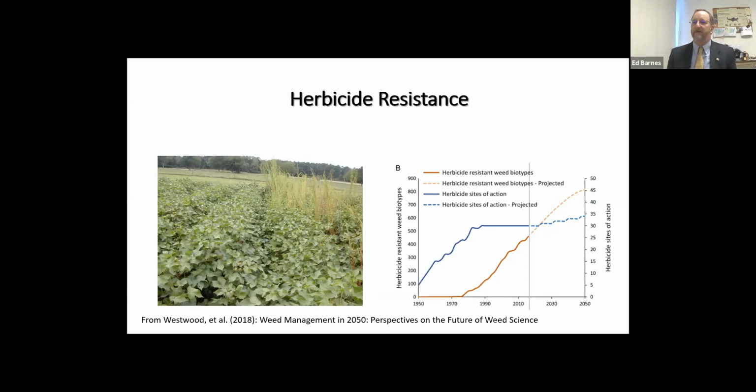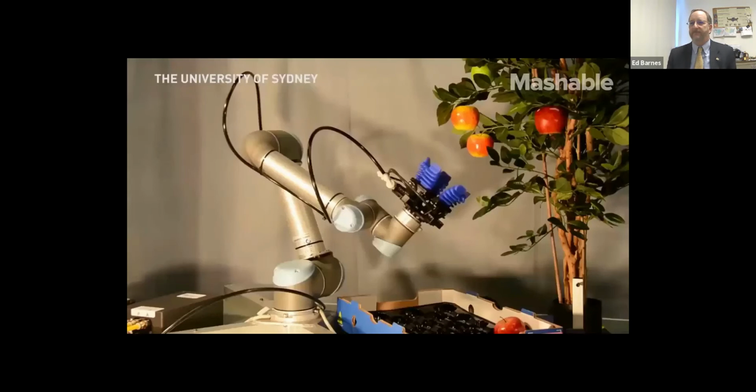One of the things in this paper that the weed scientists actually concluded is that robotics may be one of the technologies to help address herbicide resistance. And I bring that up because I think, and we're already seeing this, that the first application of autonomous equipment on the farm is going to be associated with weed control, and that's already happening.